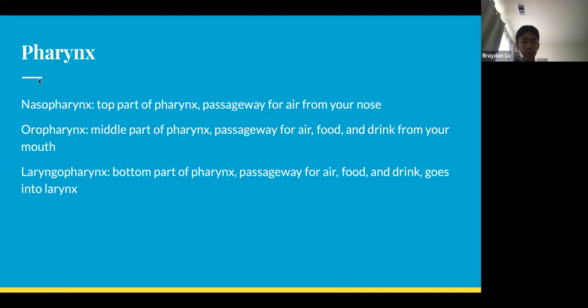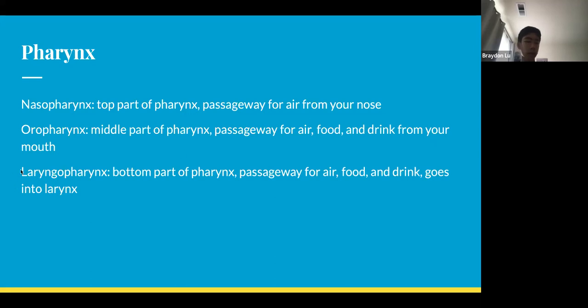And next we have the pharynx. So there are three main parts of the pharynx. First, there's the nasopharynx, which, as the first part suggests, naso. It's a passageway for air from your nose. And then there's the oropharynx, which is underneath the nasopharynx. And it's a passageway for air, food, and drink that comes from your mouth.